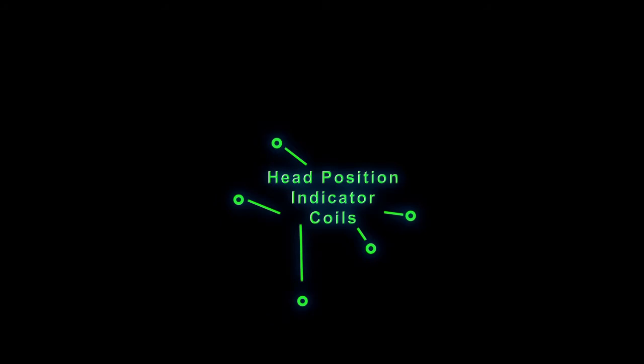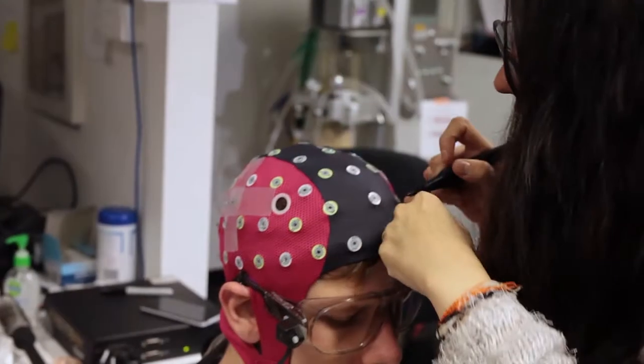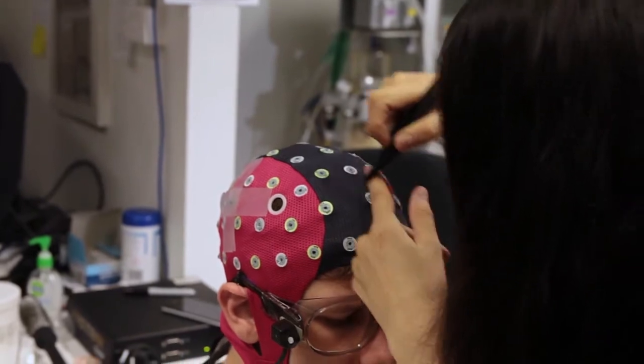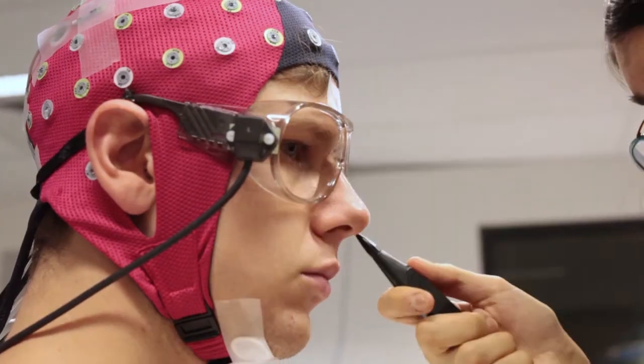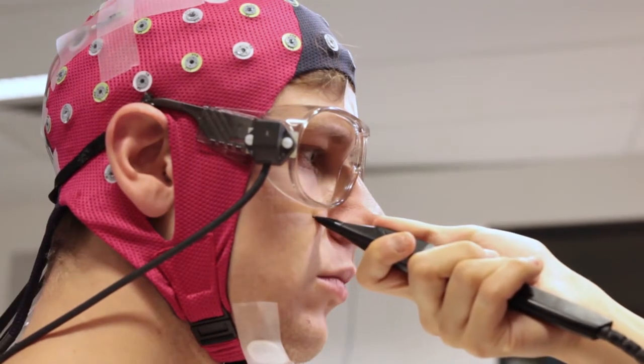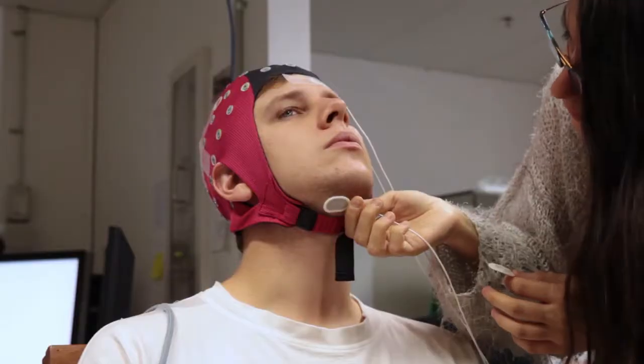For subsequent analysis, it is important that all electrodes and HPI coil positions are accurately registered, along with digitization of the outlines of the orbits, nasal ridge, and cheeks for subsequent co-registration with structural MRI.